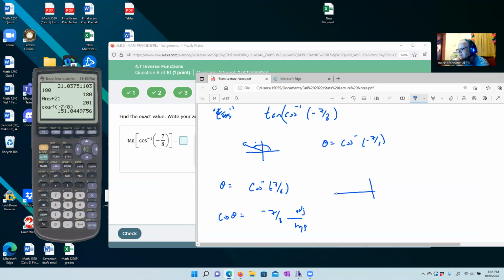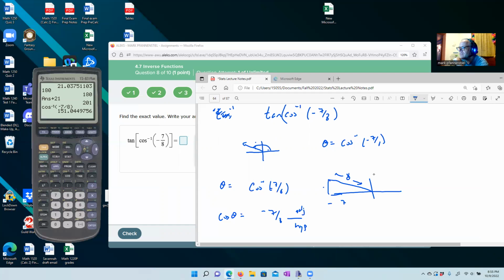So what do we draw for that? That's going to be 7, because we want negative 7, and then the hypotenuse is always 8. Eventually we're going to want the tangent of this thing, and the tangent is the opposite over the adjacent. So we're going to need this side here. So this is 8.